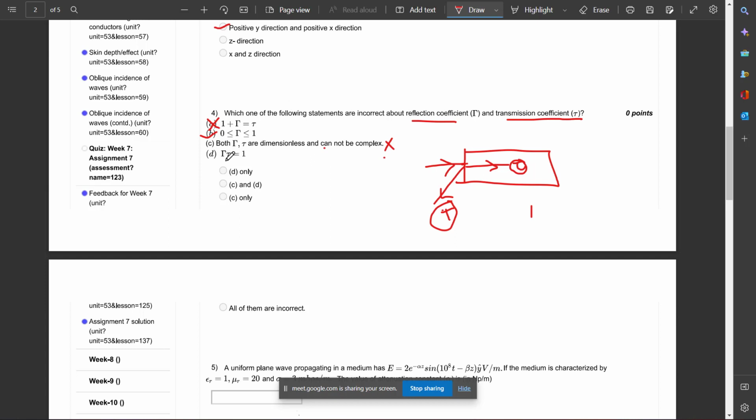Then it says gamma into tau is equal to 1. This statement is also wrong, because let's say the maximum of transmission coefficient tau is equal to 1. Then our gamma will become 0, isn't it? So 0 into 1 is equal to 0. Both of these will always be less than 1, the reflection coefficient and the transmission coefficient. So if both terms are less than 1, then their product will always be less than 1. If they had said that gamma into tau will always be less than 1, then the statement would have been correct, right? But they are saying it is equal to 1, so this statement is also wrong. So D only, C and D, C only, okay, all of them are incorrect.